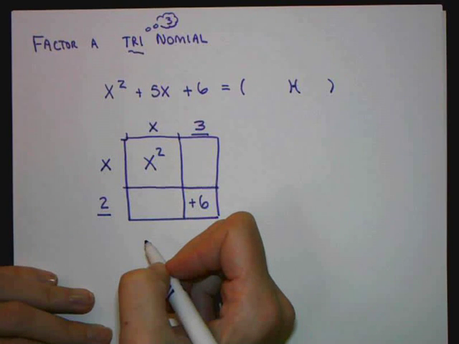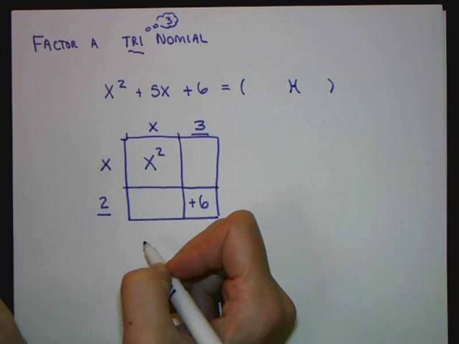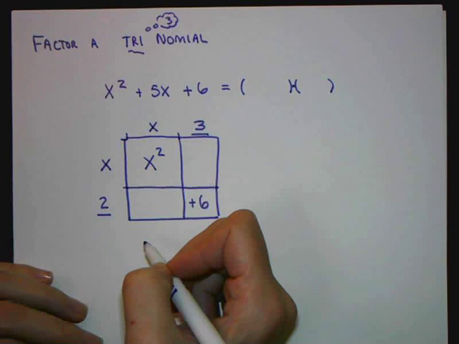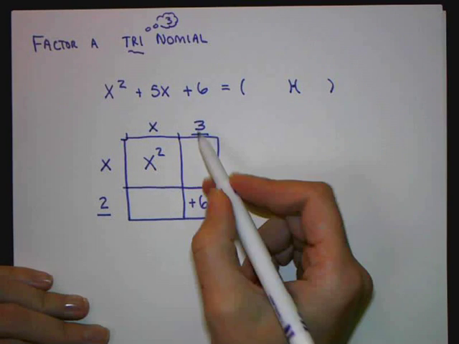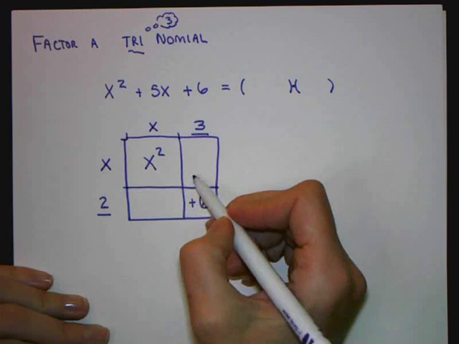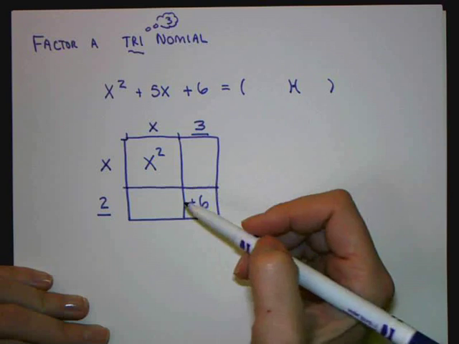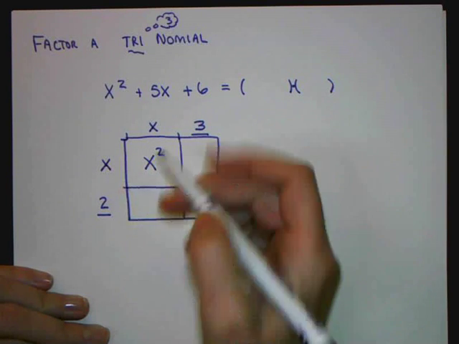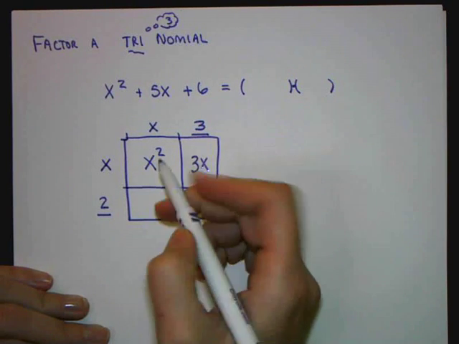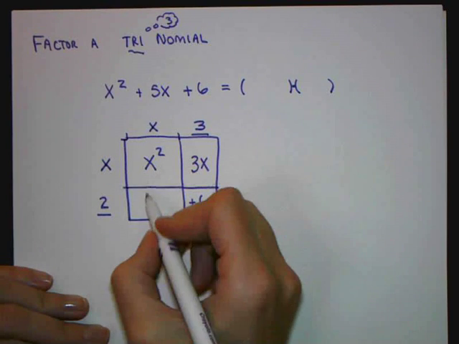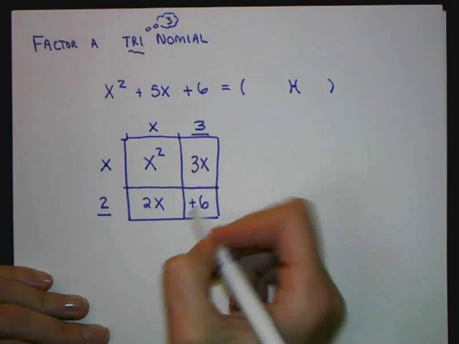We're going to do a lot of guessing and checking in this unit, and if we happen to guess wrong the first time, that's just something we can learn from. So let's see if 3 and 2 give us the correct numbers for these two remaining rectangles that add up to positive 5. 3 times x is 3x, and x times 2 is 2x.